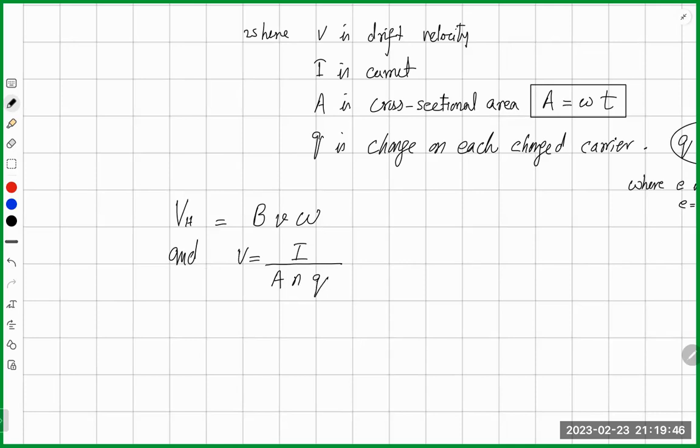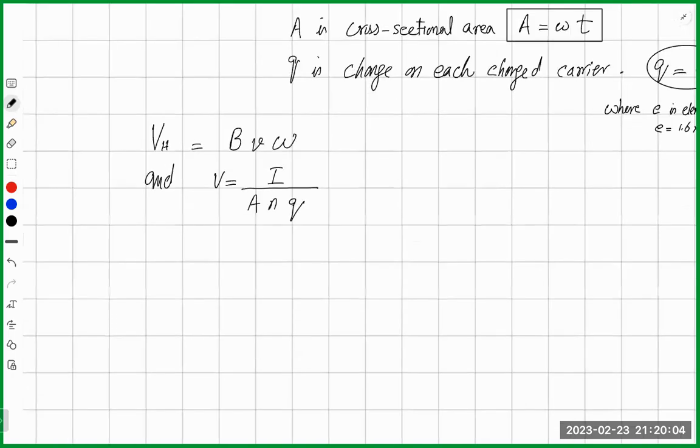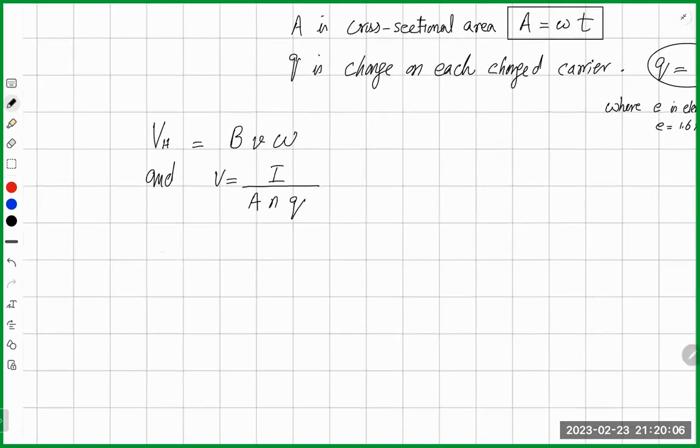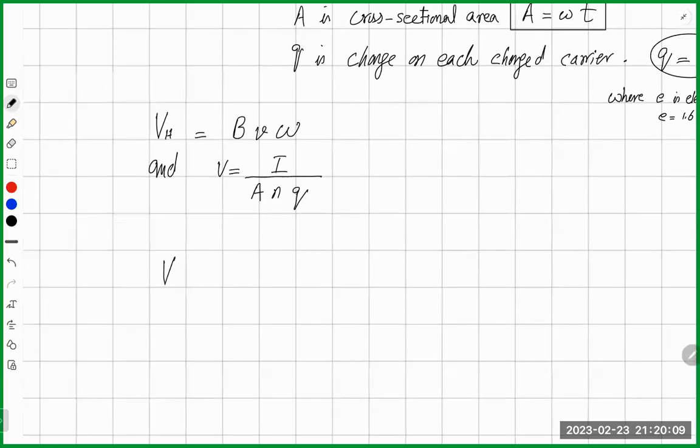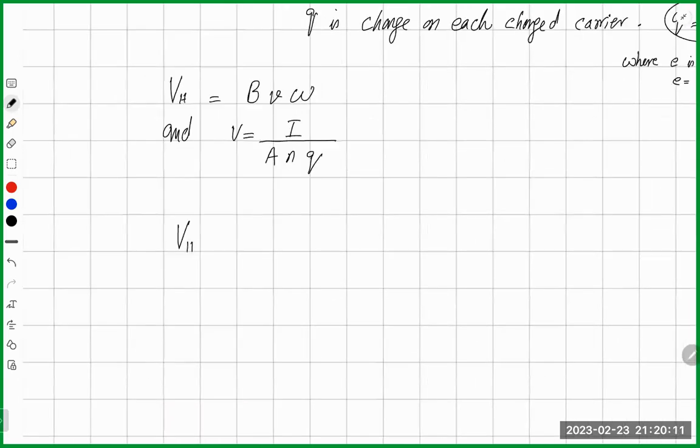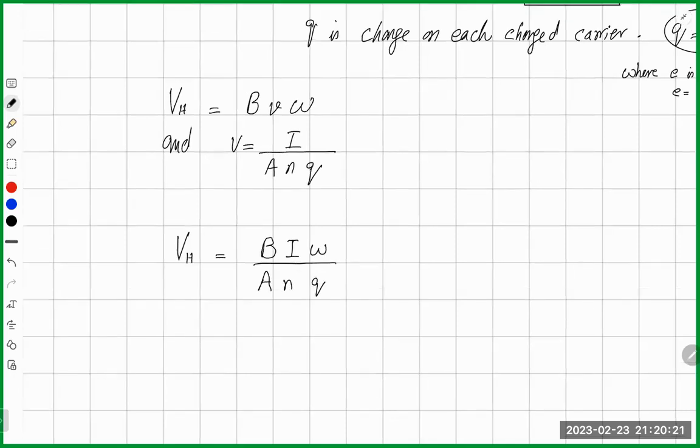I need a formula of Hall voltage that does not have W in it. So let's start. First of all, I will make current. The drift velocity is replaced with its formula. So Hall voltage will become BIW over ANQ.